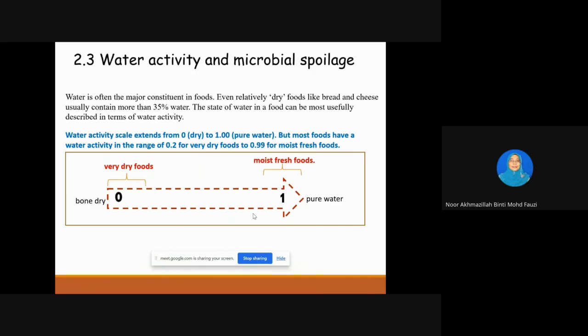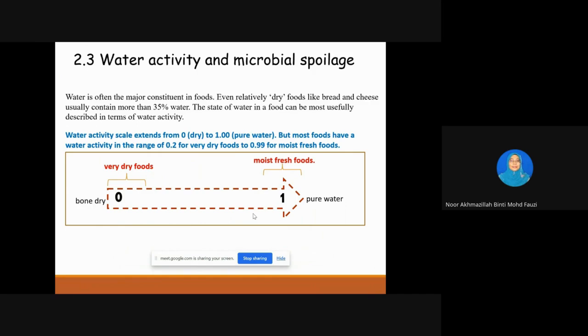The most important thing you need to remember is that the thing that makes food spoil is the water activity. Water activity is basically what is needed by microbes, or microorganisms, for them to grow. That's why water activity must be related to microorganisms. So today we will learn about water activity and microbial spoilage.